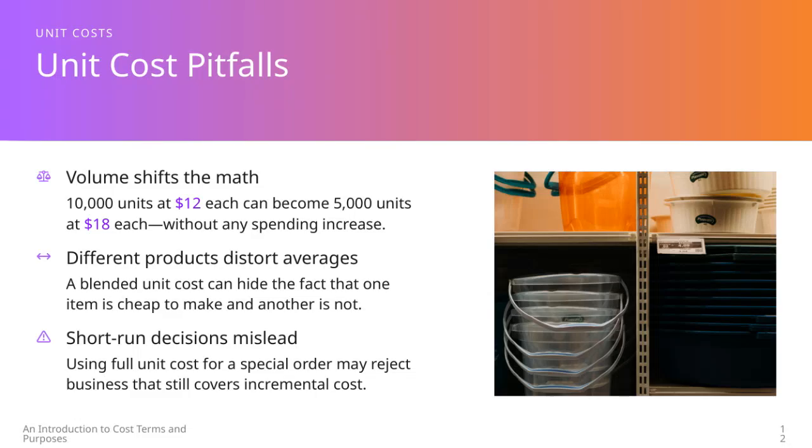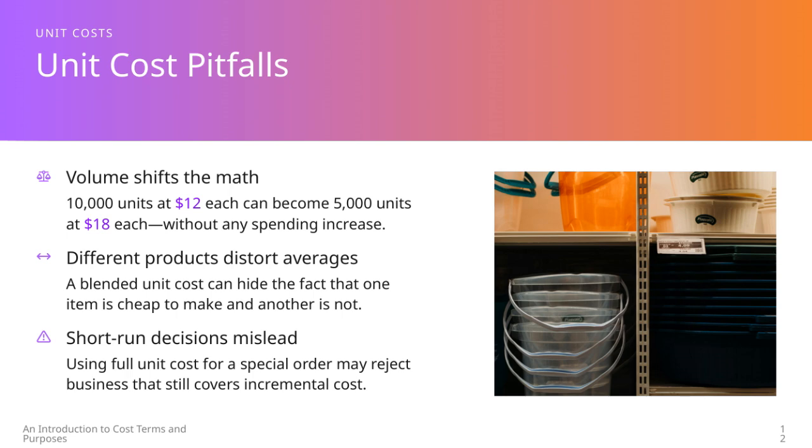When we talk about unit costs, there are some common pitfalls to keep in mind. First, volume really shifts the math. For example, producing 10,000 units at $12 each might seem straightforward, but if volume drops to 5,000 units, the cost per unit can jump to $18 even if the overall spending doesn't increase. This shows how sensitive unit cost is to production scale.